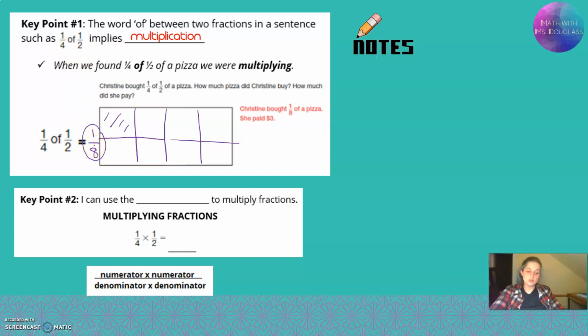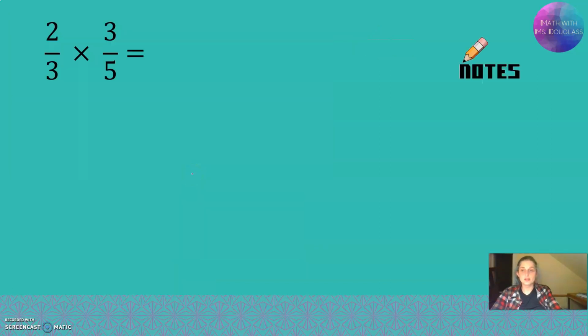And when we multiply fractions, I honestly prefer to use the algorithm, which is just to remember we're always multiplying the numerator times the numerator. 1 times 1 is 1. And the denominator times the denominator. 4 times 2 is 8. 1/8. All right, let's try a few examples.